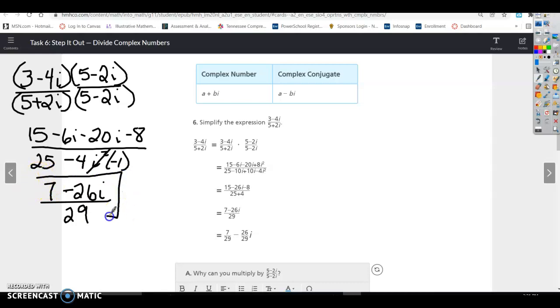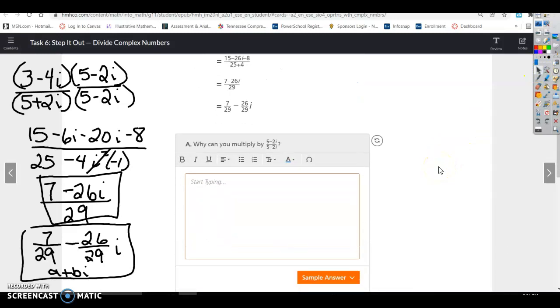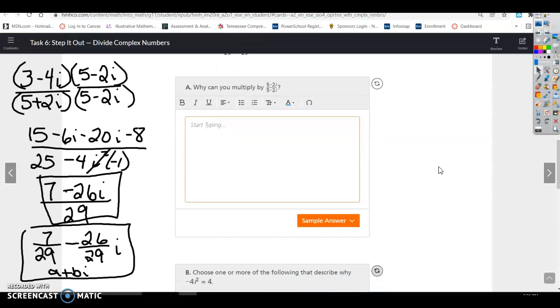So you can write this in this form, or you can separate this into 7 over 29, which would be my a, minus 26 over 29i. So you could also write it in this form, which is your a plus bi form. Okay, so that's written as a complex number there. And you can see when we multiply by the conjugates, we get 29 in the denominator, and that is not an imaginary number or irrational number, so that's why we do that.